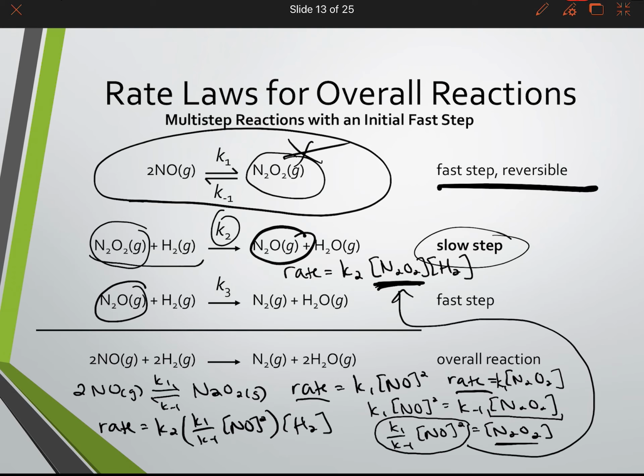This gives us rate is equal to k2 k1 over k minus 1, NO squared H2. This will all just become k, and we get rate is equal to k [NO]² [H2], and that is our answer. Right there.